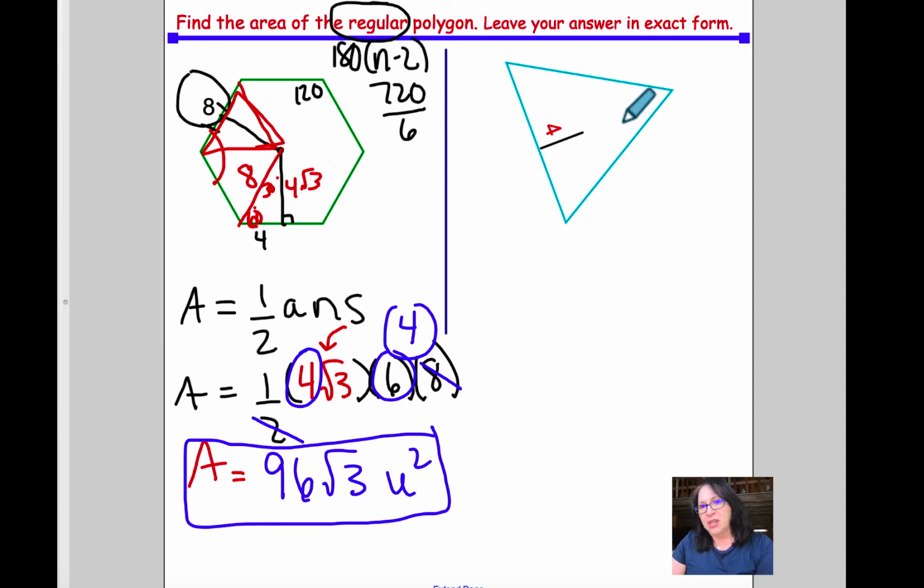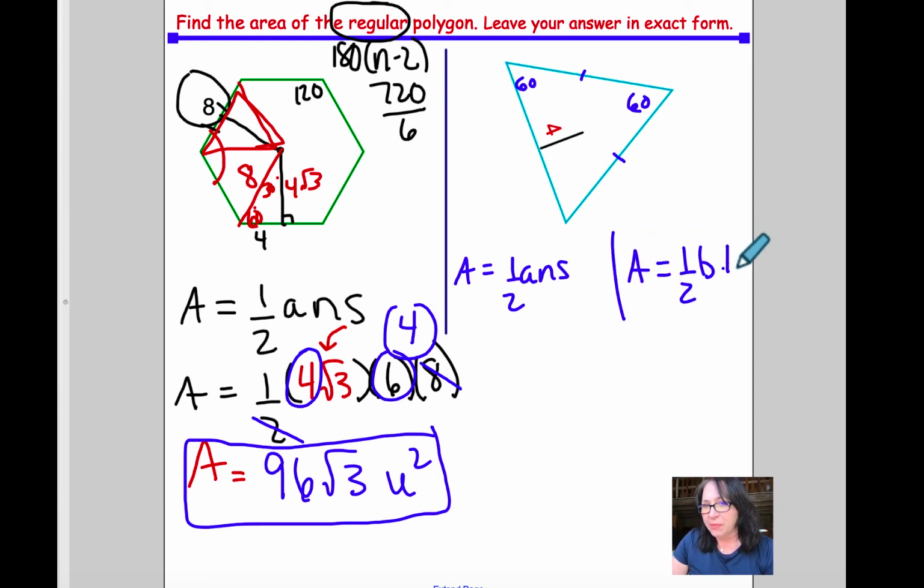For this shape right here, we have 2 options. I always like options. Number 1, because it is a regular polygon, that means it's an equilateral triangle. So all my sides and all my angles are congruent, which means all my angles are 60, and all my sides are whatever the value. I don't have a value actually yet, but I can use area equals 1/2 ANS, or I can use area is equal to 1/2 base times height because it's a triangle. I can still use the triangle formula.